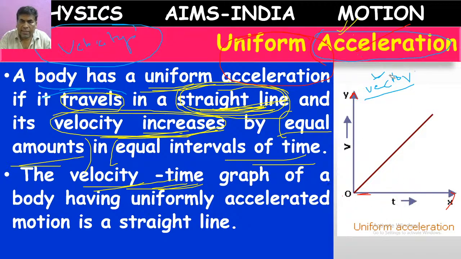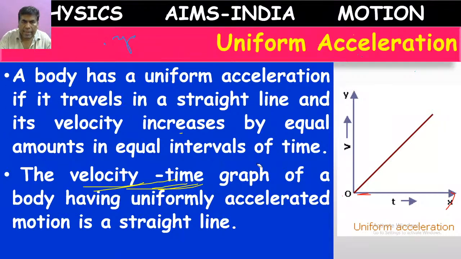Okay? This straight line is an example of a uniform acceleration graph. It's a velocity-time graph. As it obeys the uniform acceleration conditions, we can tell that it is a uniform acceleration graph.